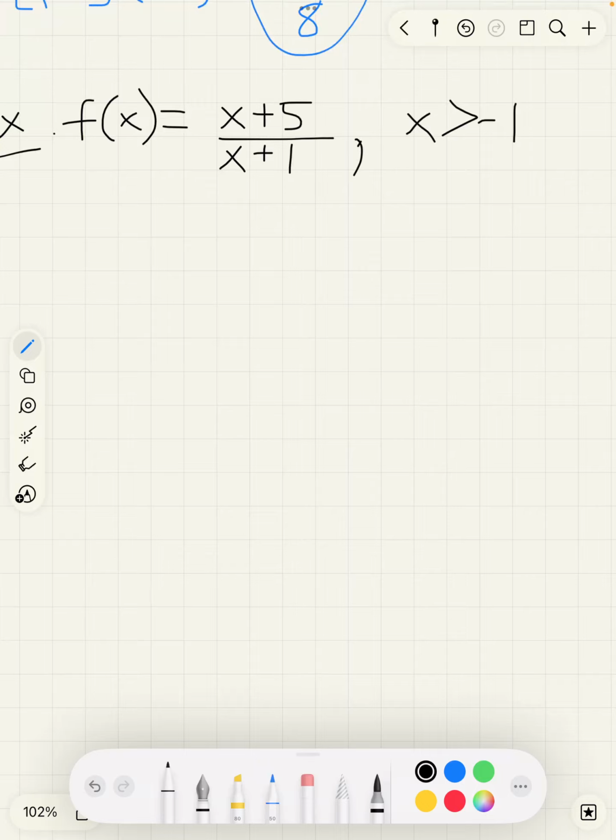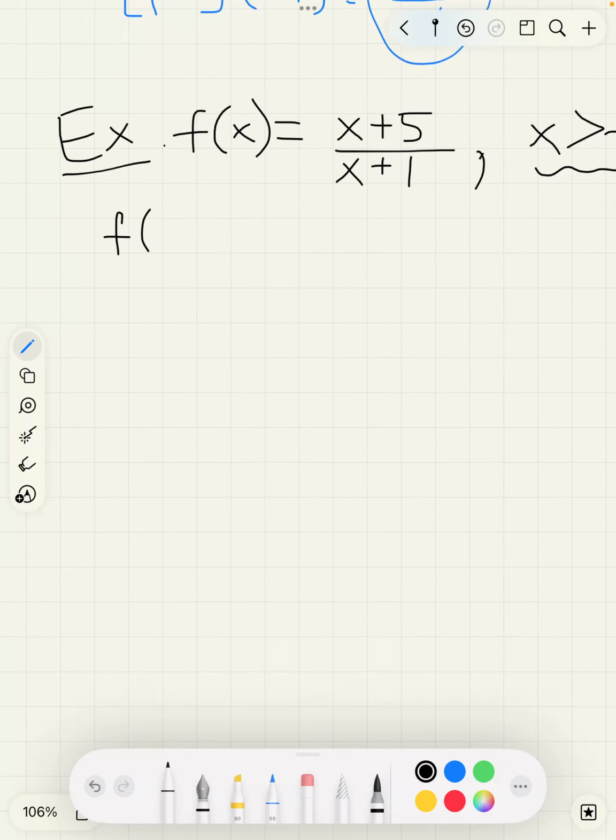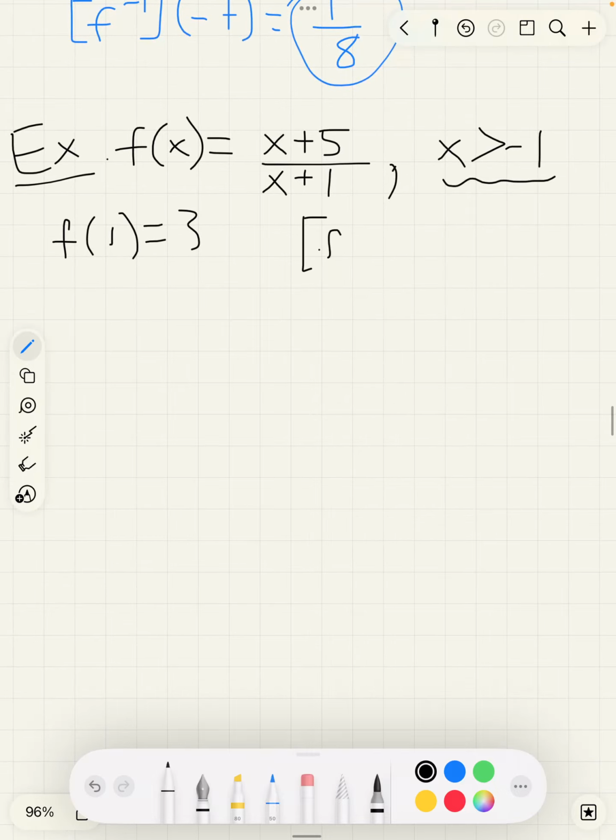Okay, so we have a rational function, and we have a domain restriction. Again, the point of this is just to make sure that f of x is 1-to-1, so that f inverse is a function. So here we're given that f of 1 is 3. We can verify that that's true by substituting 1 into f of x. And we want to know the derivative of f inverse at 3.